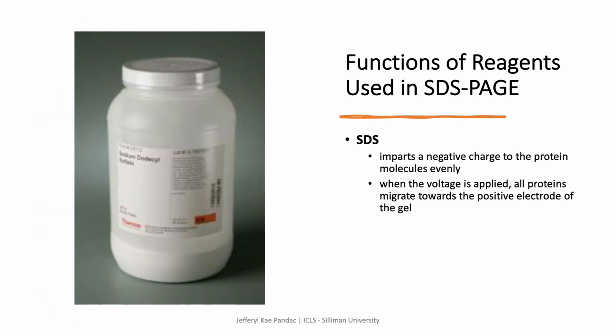Then of course we have the reagent sodium dodecyl sulfate or SDS. SDS is mixed in the sample buffer while preparing the sample for SDS-PAGE. After the treatment with 2-mercaptoethanol, proteins are in one shape, and after the treatment with SDS, all the proteins get a net negative charge. SDS imparts a negative charge to the protein molecules evenly. So when the voltage is applied, all the proteins migrate towards the positive electrode of the gel.